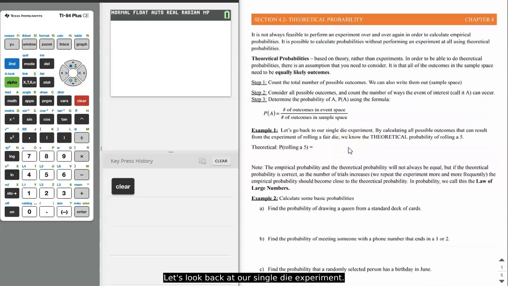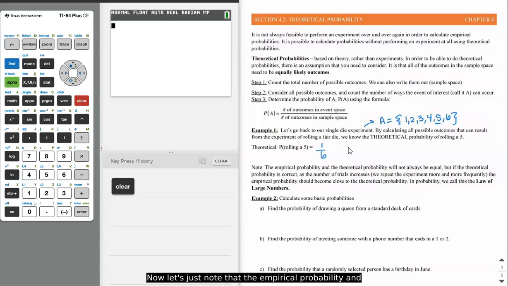So let's look back at our single die experiment. It says, by calculating all possible outcomes that can result from the experiment of rolling a die, we know the theoretical probability of rolling a 5. If I think of a single die experiment, my sample space would be 1 all the way to 6. Those are the possible outcomes when I roll a die. Now the theoretical probability of rolling a 5: there's one 5 out of the total 6. So we would say the probability would be 1/6.